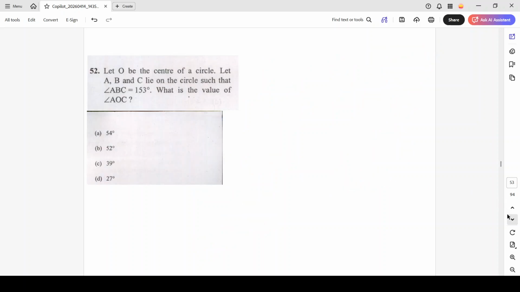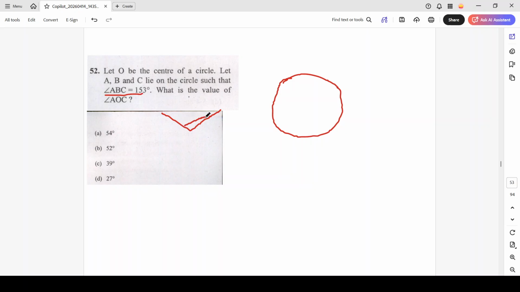Moving on to the next question. Let O be the center of a circle. Let A, B, C lie on a circle such that angle ABC is 153. First of all, we have to draw a circle. This is our circle, and A, B, C lie on the circle such that angle ABC is 153, that means the angle is greater than 90 and less than 180.